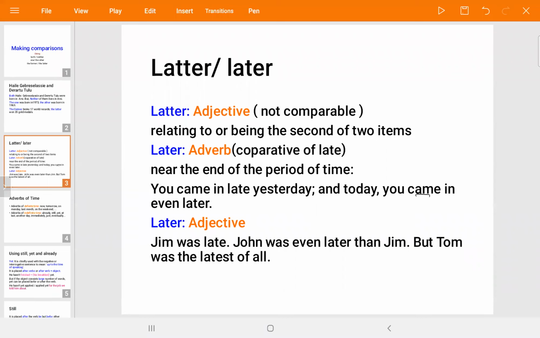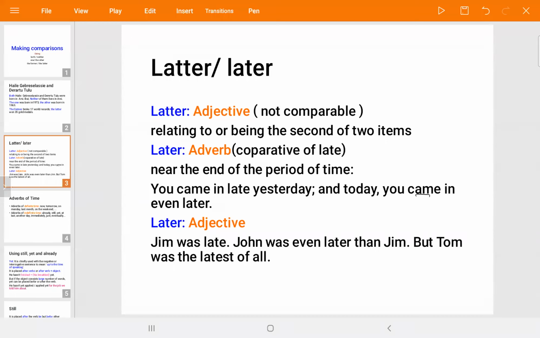Later, we can also use it as an adjective. Jim was late. I think you have done so many exercises, on the note just sent to you. Jim was late. John was even later than Jim. These are adjectives. It is a short adjective, so we can just add -er to late. Using -er, we made it the comparative degree: later than Jim. But Tom was the latest of all.